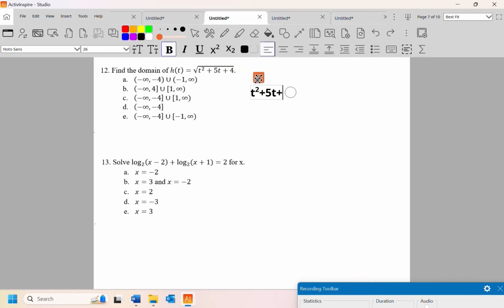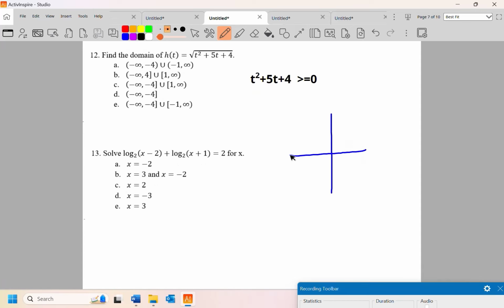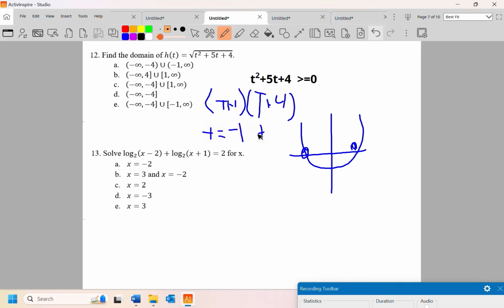And yes, believe it or not, you've been practicing for this. Think about your graph here. I know it looks like a parabola. I just need to know these points right here. So I need to factor, maybe. That is horrible. Factors of 4 are 1 and 4. So this gives me that t is -1 and t is -4.